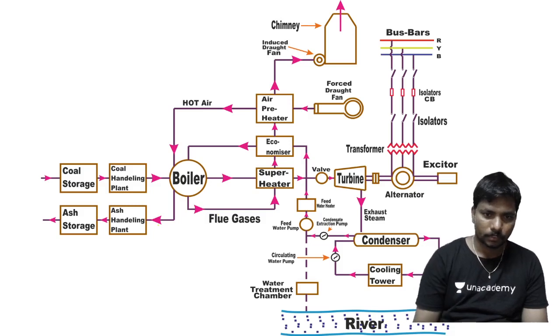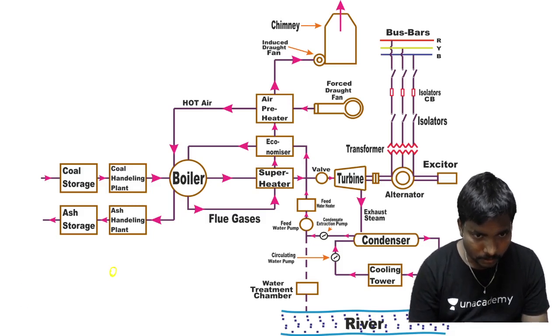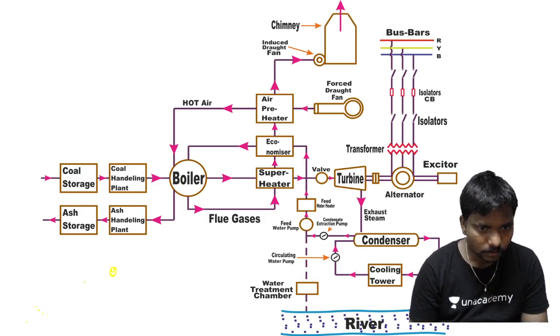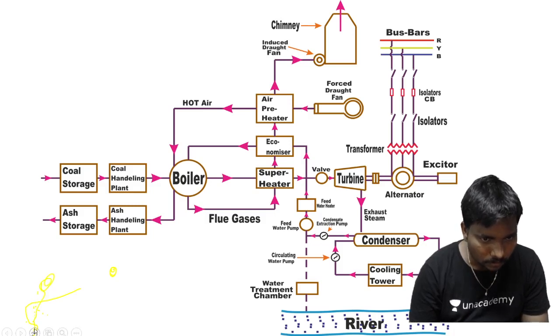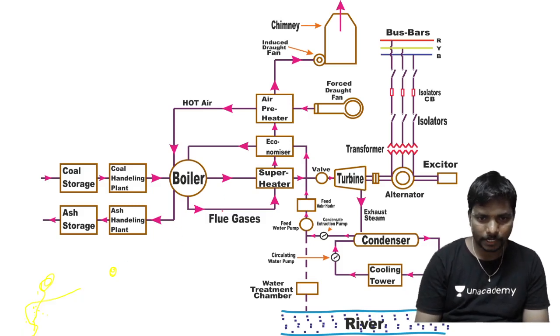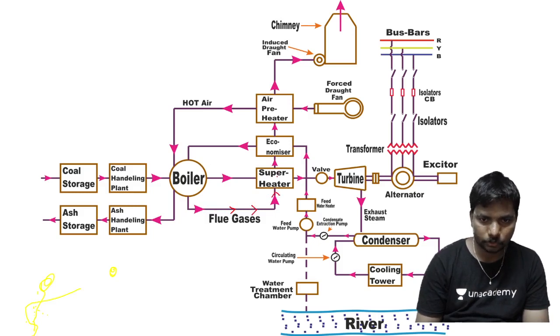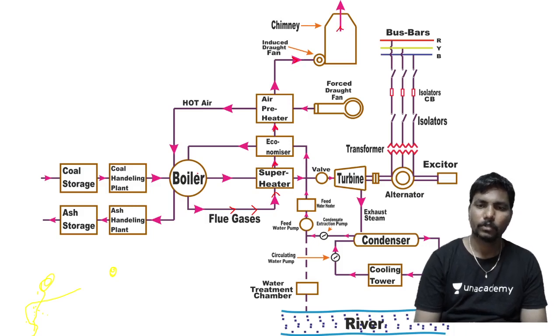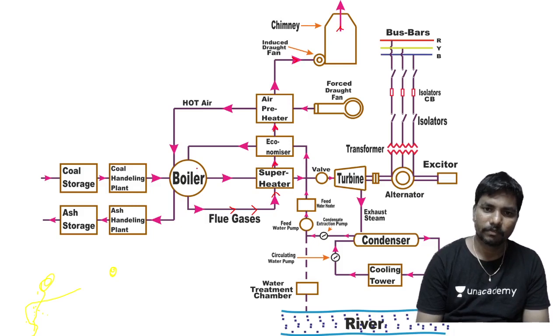So here we can understand all those details. So the flue gases will enter firstly the superheater and then the economizer and then the air preheater and then the induced draft fan. Okay, and then from the induced draft fan to the chimney. Okay, so in this way it will enter.